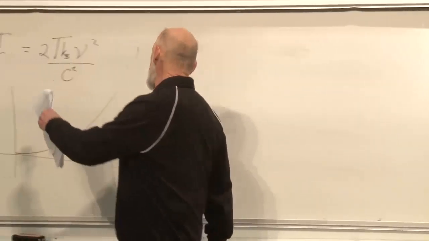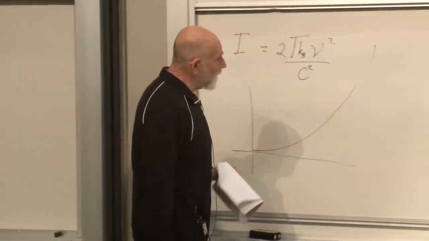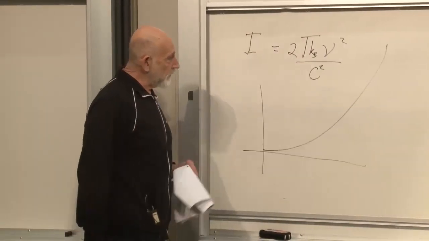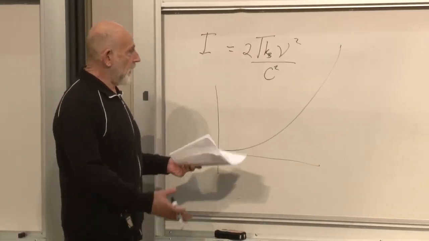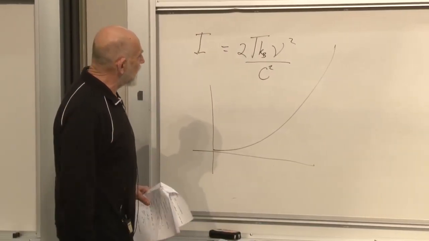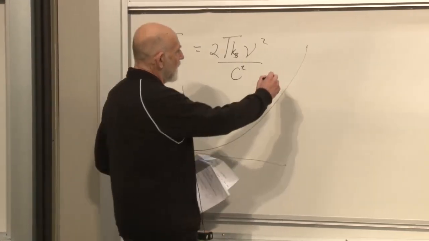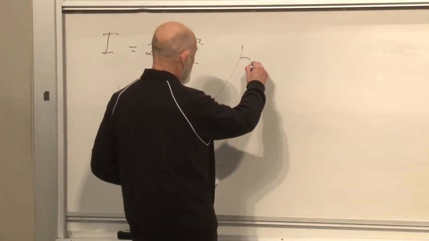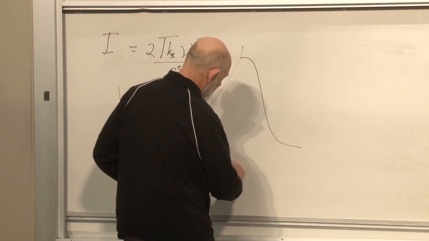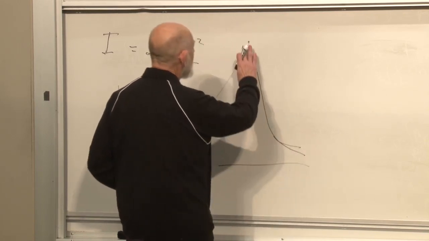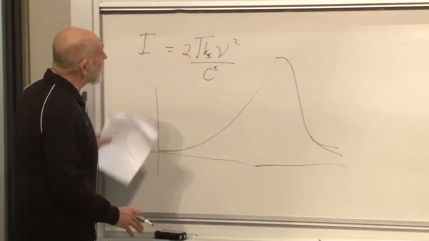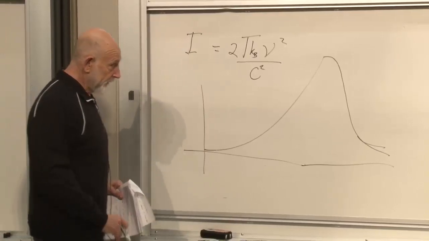But this is the formula from classical physics. And of course, experimentally, the formula was quite different. It turned over and went back down to 0, so that the total energy contained in the box is finite.